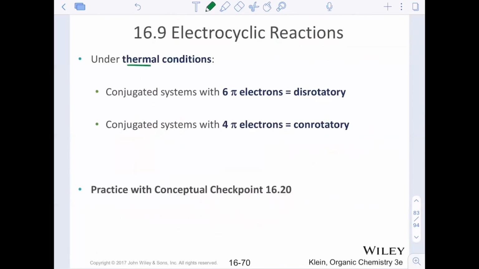Under thermal conditions, a 6 pi electron system would be disrotatory. A 4 pi electron system is conrotatory. All right, when we get together, we'll use a lot of our hands to understand some kinesthetic learning with this. I know it's rather difficult, but what's really important is to have your diagrams with you when you practice so that you can see the disrotatory and the conrotatory.